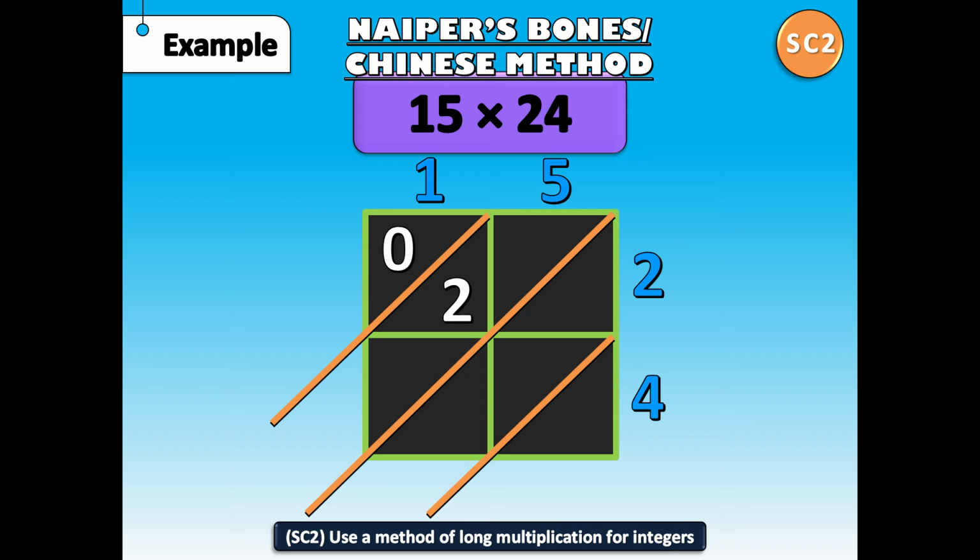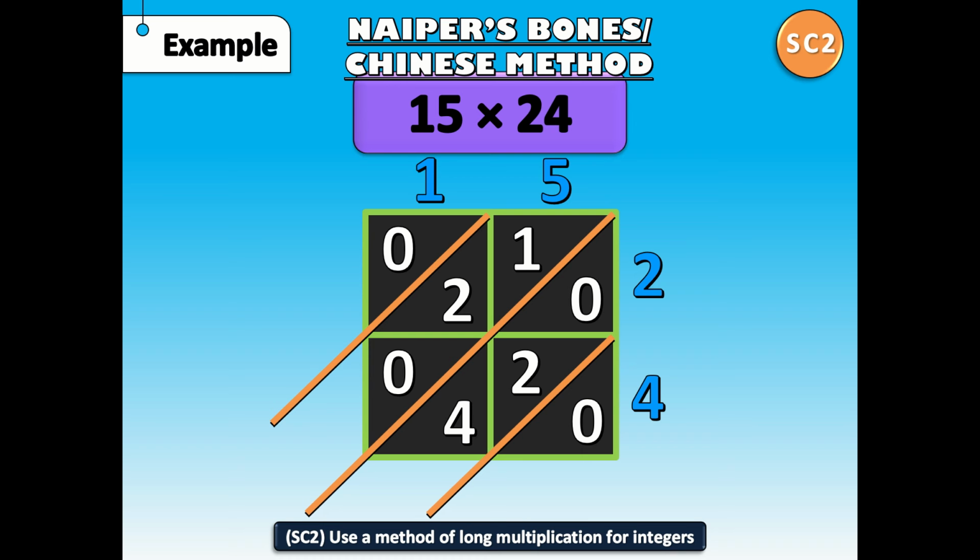1 times 2 is 2, so we put 0 and 2 in the box. 5 times 2 is 10, so we put a 1 up top and a 0 underneath. 1 times 4 is 4, so we put a 0 up top and a 4 underneath. 5 times 4 is 20, so we put a 2 up top and a 0 underneath.